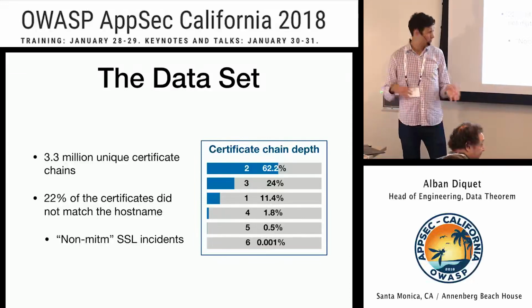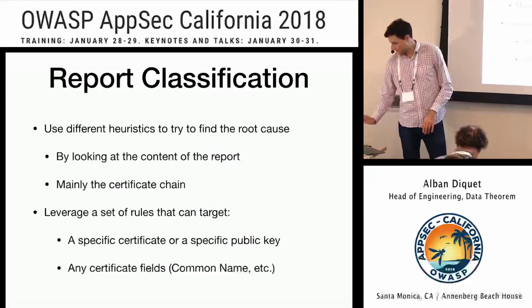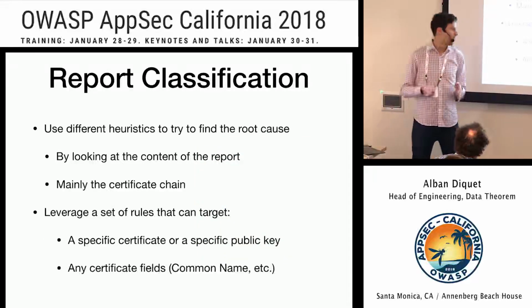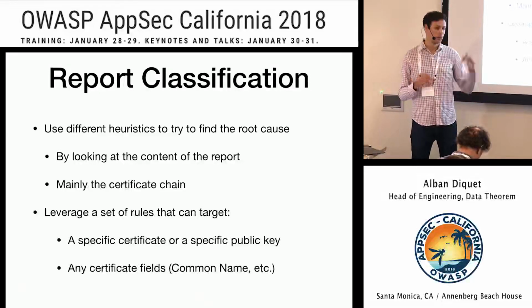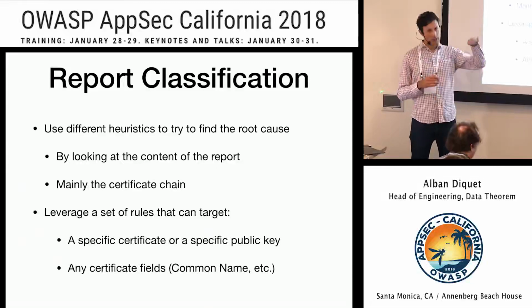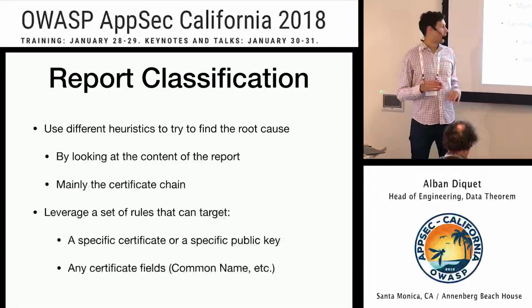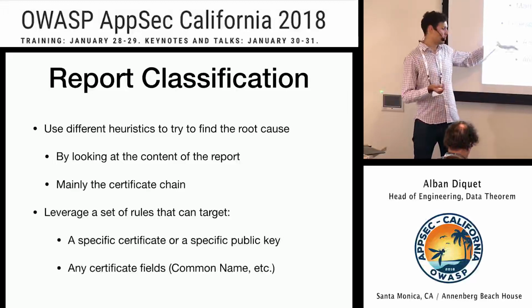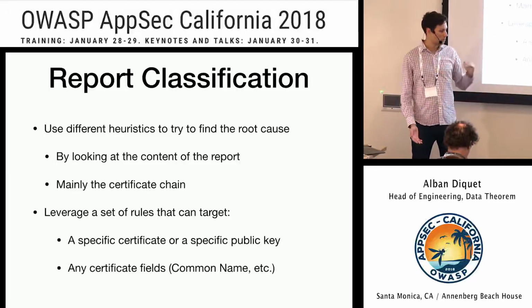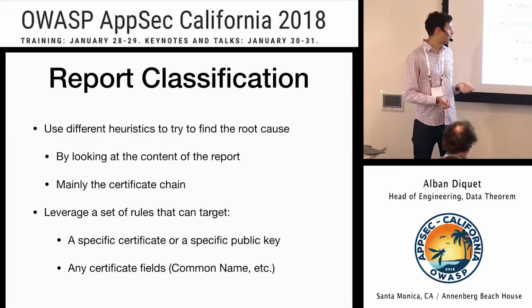So that's the data at a very high level. The way we analyze each report, we use different things, but honestly, it usually all comes down to the certificate chain. We look at the certificate chain and all the fields, like the issuer and the subject, and try to figure out, okay, what is this? Is this Burp? Is this some network device? Is it someone's employer?